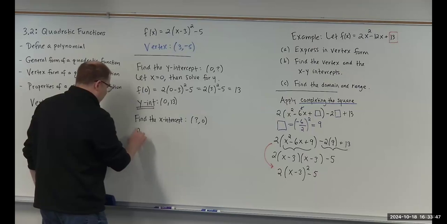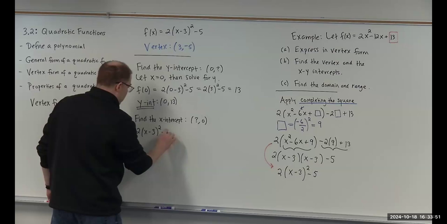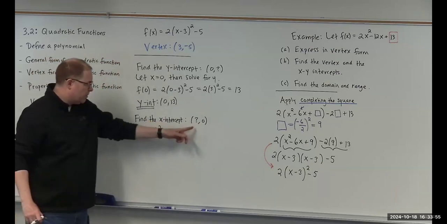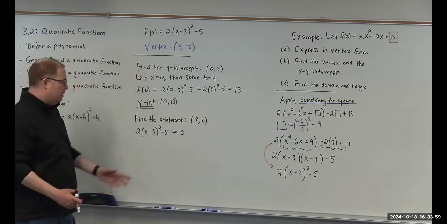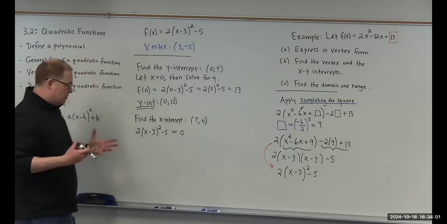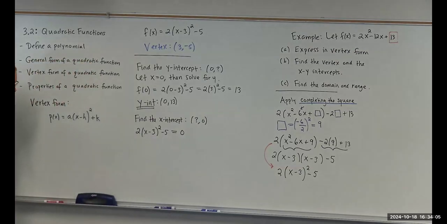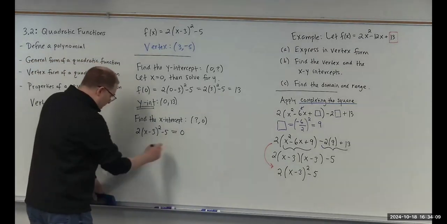So we're going to take this and set that equal to 0, because we have to figure out what x makes it 0. In other words, we have to find the input that gives us an output of 0. So we solve this equation using algebra. We first move over the 5.